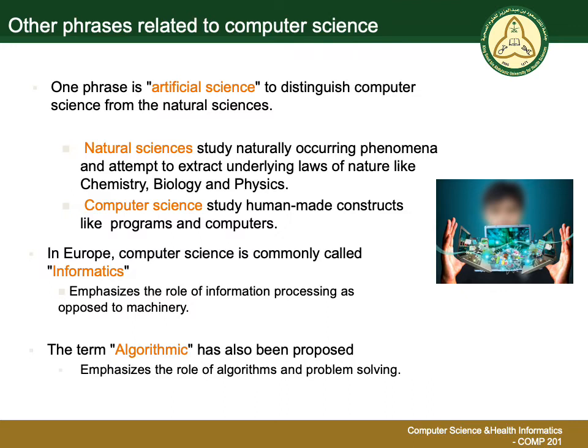In Europe, computer science is commonly called informatics. في أوروبا يطلقون على computer science informatics. Emphasizes the role of information processing as opposed to machinery. التركيز دائما على معالجة البيانات أكثر من الماشين. The term algorithmics has also been proposed. المصطلح algorithmics emphasizes the role of algorithms and problem solving. فهذه مصطلحات دائما very common or very widely used when we talk about computer science. Informatics, algorithmics, وراح نشوف مصطلحات أخرى في coming slides.